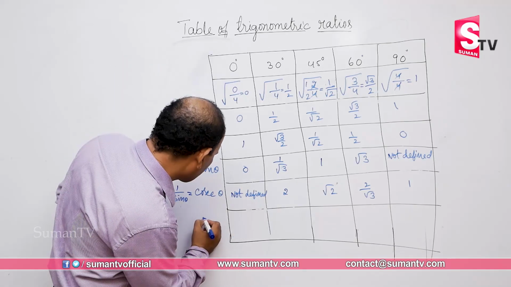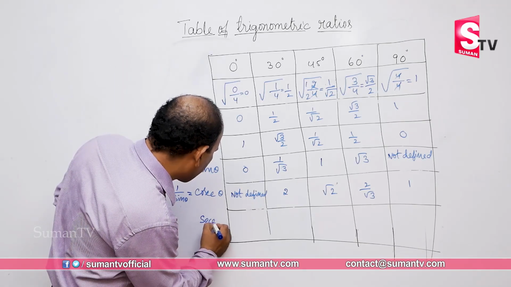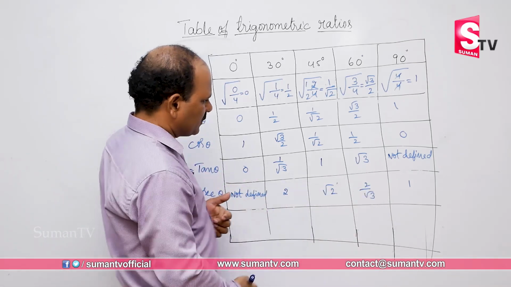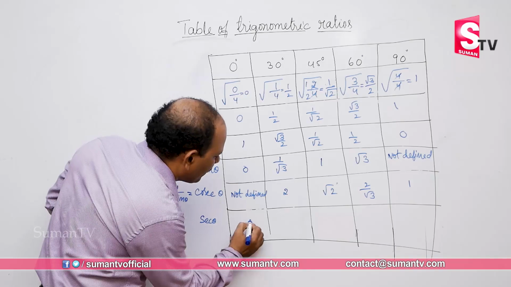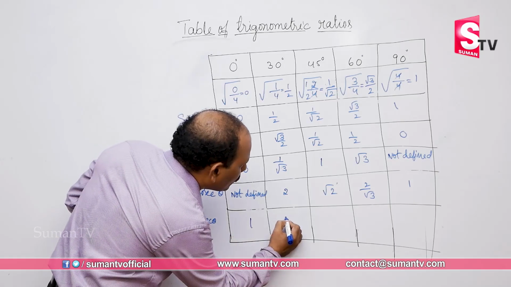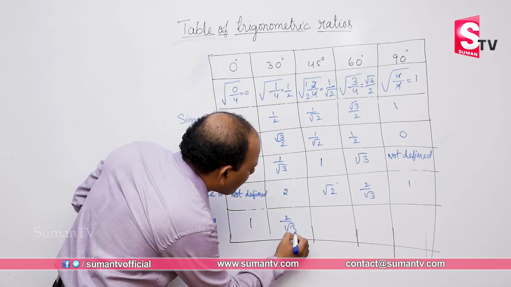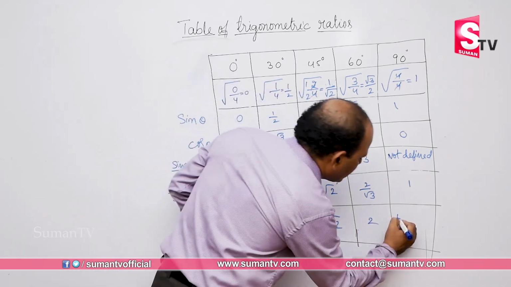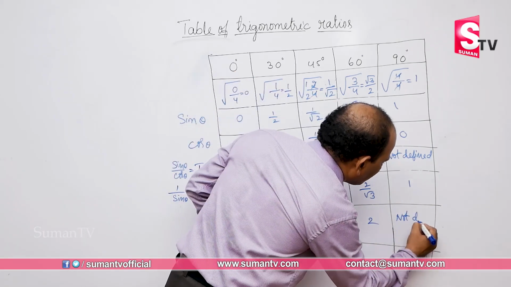Next, secant theta. Write all the values of cosecant theta in the reverse order. In this way: 1, 2 by root 3, root 2, 2 and not defined.